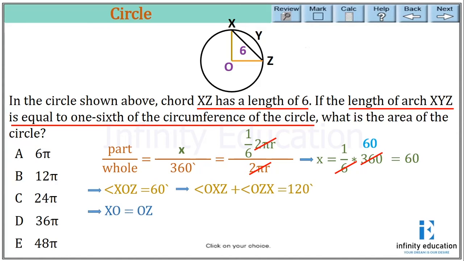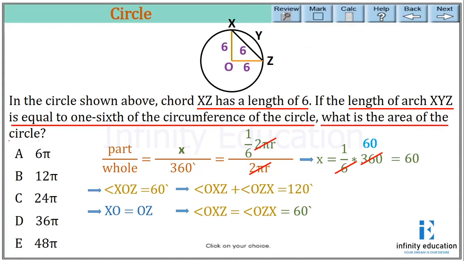Now like the previous one, whenever there is an isosceles triangle, the angles corresponding to the equal sides should be equal. So we are getting OZX equals OXZ equals 60 degrees. So now we can say this is an equilateral triangle, and all sides of an equilateral triangle are the same. So we are getting OZ as 6 and OX as 6. So that is radius equals 6.